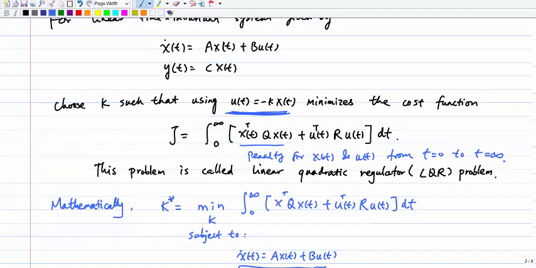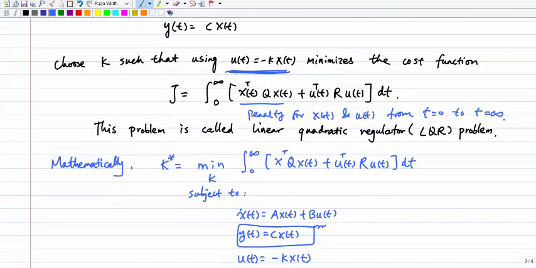So mathematically we can write this as K star equals the argmin of this cost function over K, which means I want to find a K that minimizes this, then I assign this K to be K star. Of course, this is subject to my dynamics, given by x dot t equals Ax plus Bu, y(t) equals Cx(t), u(t) equals negative Kx(t). I can drop this y(t) because that's not related to what we're trying to do. So you have the linear system x dot t equals Ax plus Bu, and u(t) equals negative Kx(t). That's my formal definition of the LQR problem.